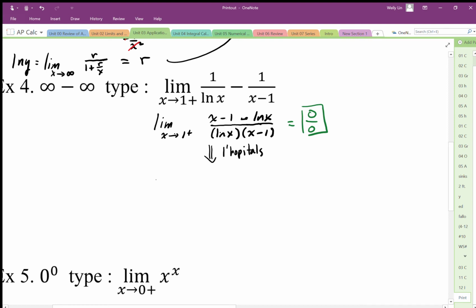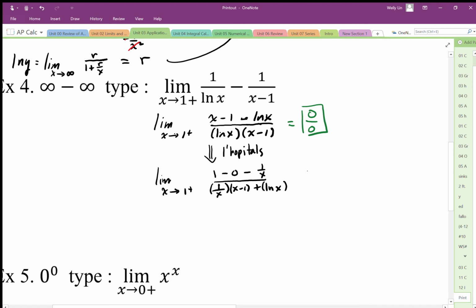Okay, so this ends up being the limit as x goes to 1 from the positive side. Okay, so this ends up being 1 minus 0 minus 1 over x. Again, remember that you're just differentiating the numerator and denominator independently. The denominator, however, is a product, so we have to apply product rule here. So we end up with 1 over x times x minus 1 plus log x times the derivative of x, which is 1. So I'm just going to leave that as log x. Okay, so I'm just going to simplify this expression.